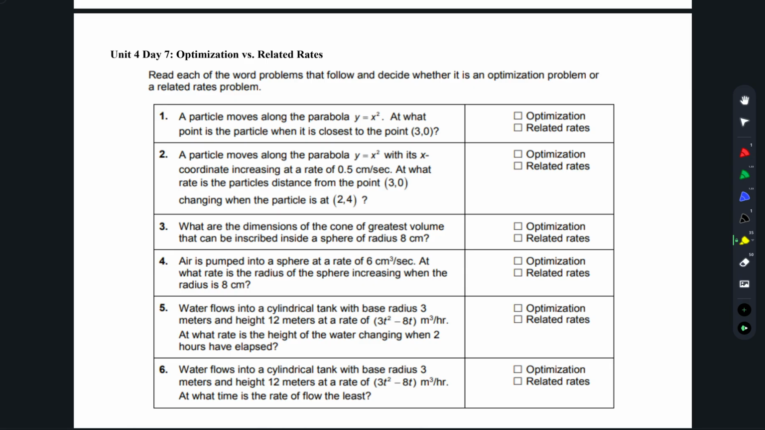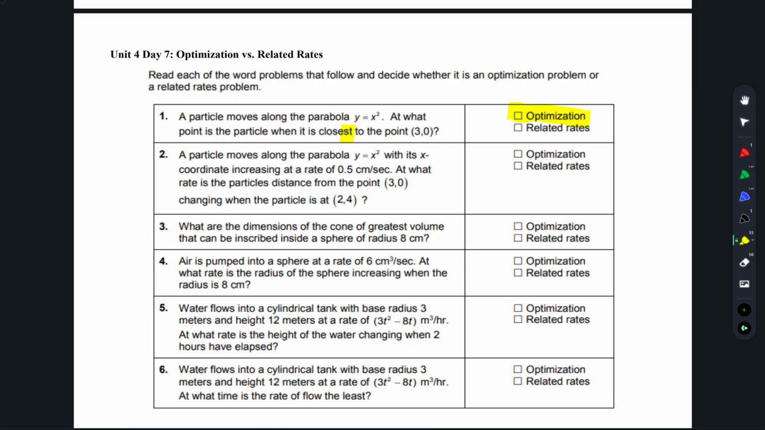Okay, so for this one, what you want to look for for all of these is the "-ist" ending. "-ist" means optimization. Whenever they say "with respect to time," or if any of your units are with respect to time, a lot of the times that's related rates.